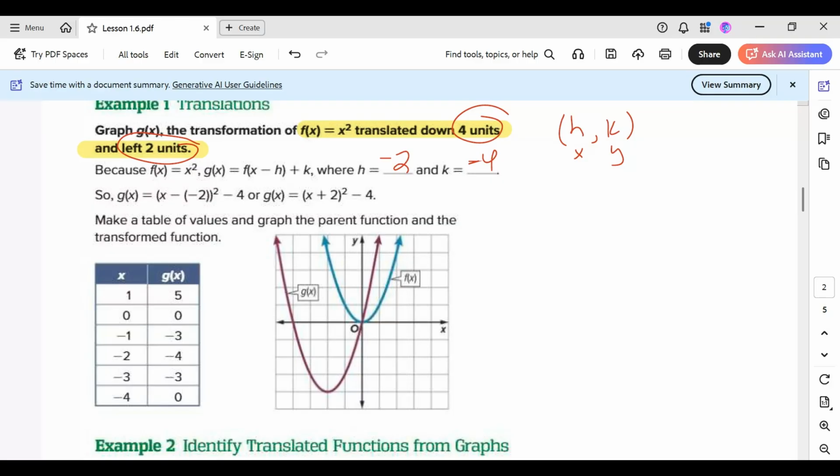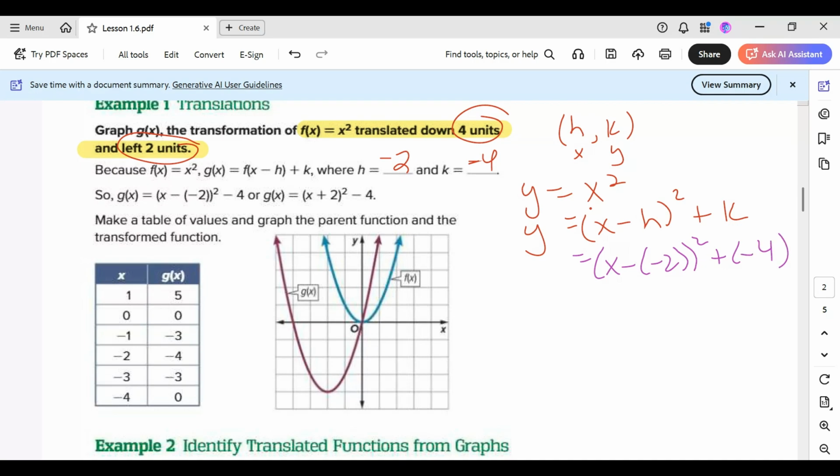So when we take our original equation, we went from y equals x squared, and they want us to do x minus h squared plus a k value. That's what we're changing for. So we're substituting in for h and k. So now that's why you see x minus, and then that's a -2 squared plus a -4. And that's where we came up with our new equation, which is y equals x plus 2 squared minus 4.